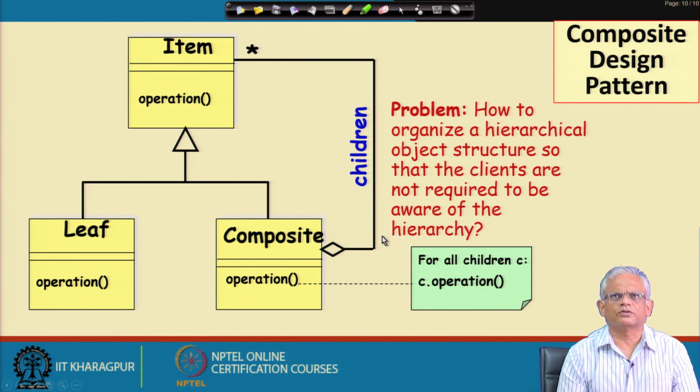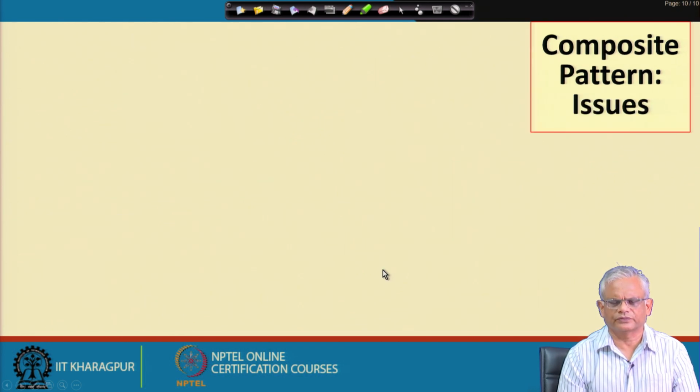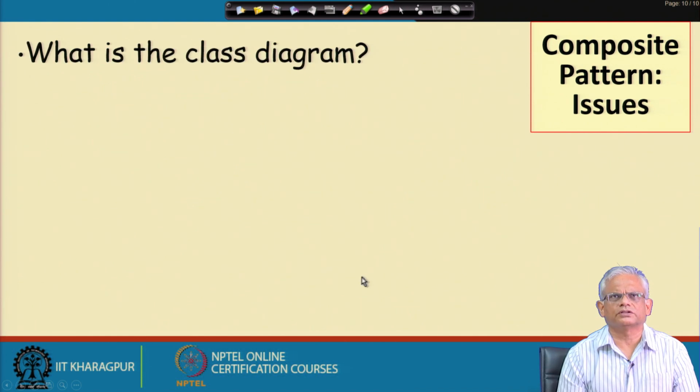And the problem the composite pattern addresses, as you have already seen, is how to organize a hierarchical object structure so that the clients are not required to be aware of the hierarchy. They deal with large composites, small composites, primitive objects exactly in the same way. And for all, as you can see, they just invoke the specific operation without having to know whether it is a large composite, small composite or a leaf. Now, let us look at the issues here.